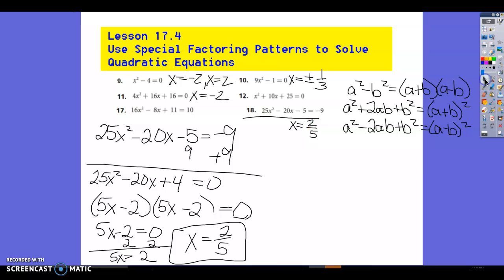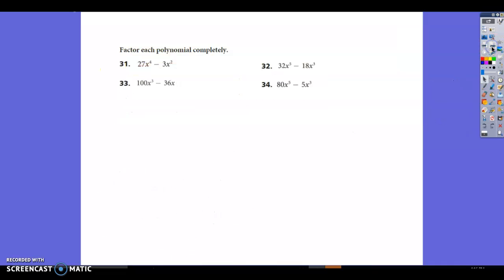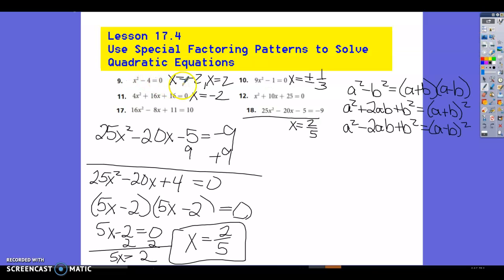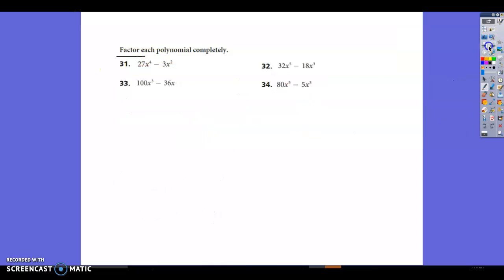All right, so let's move on and look at a couple more. All right, so these say factors. So this one is not an equation. If you go back to the previous page, these all have an equal sign. These are all equations, so we're solving and finding the zeros. For 31 through 34 here, these examples, you're only factoring. So let's start with 31.